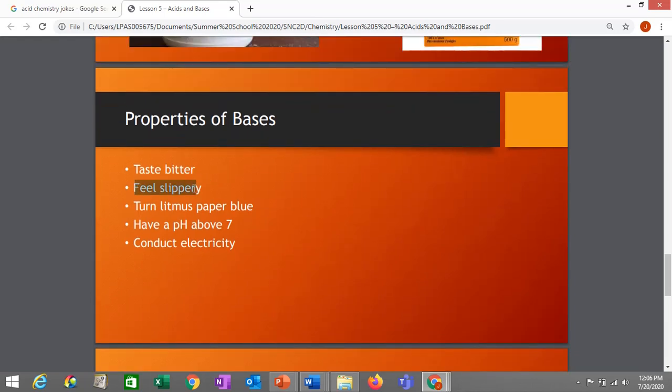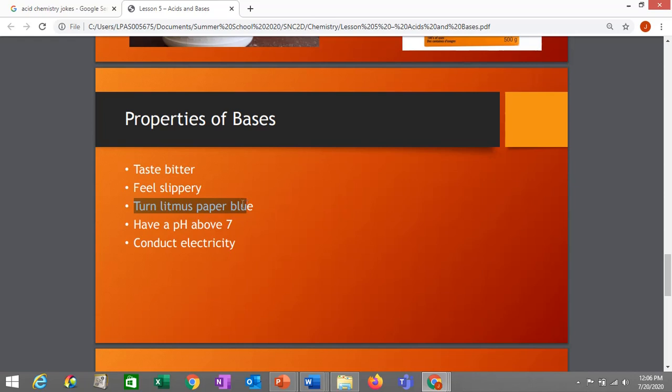They feel slippery. The reason why they feel slippery is actually kind of interesting and weird. It turns out that one of the reactions that bases can participate in is they can react with fatty acids and create soapy kind of material. In fact, you can create soap this way. So if you get a base on your hand and it feels slippery, it's because it's turning some of the fatty acids in your hand into soap. So I don't know if that's mildly disturbing or not, but yeah, that's what's going on.